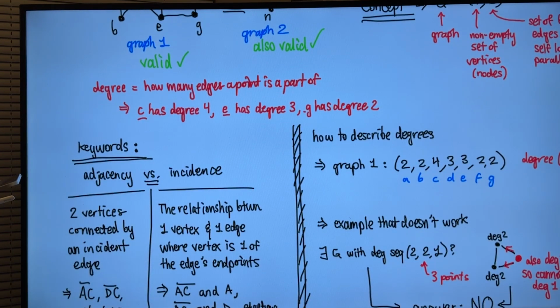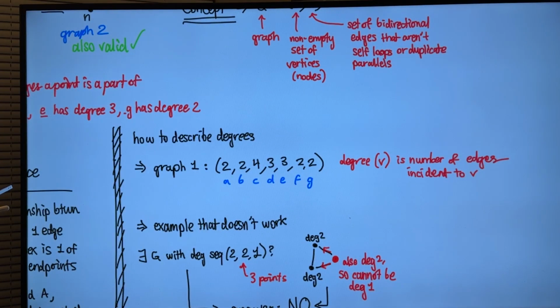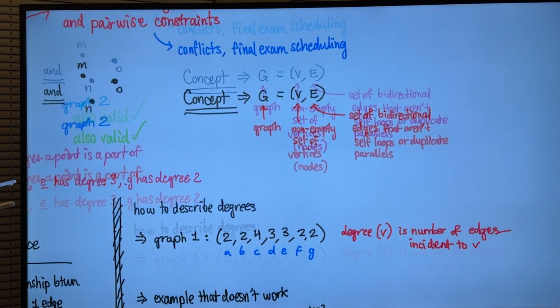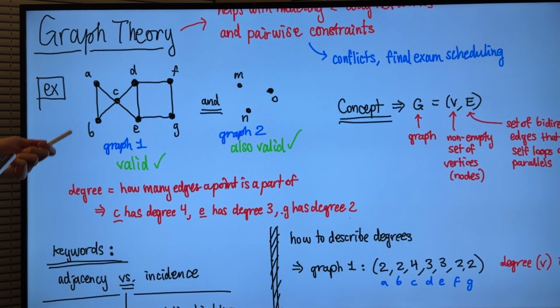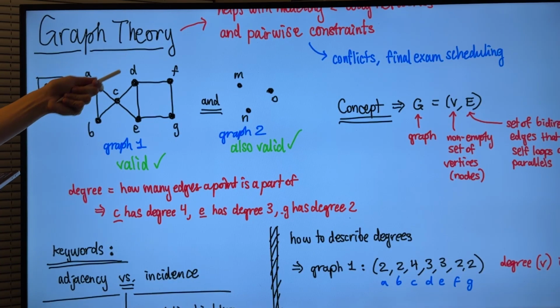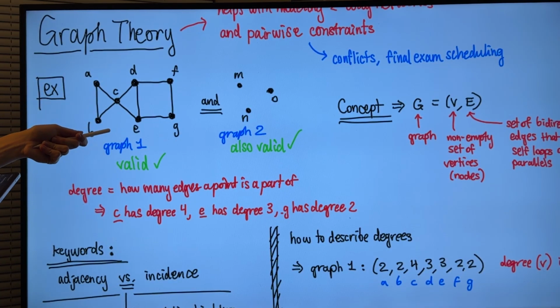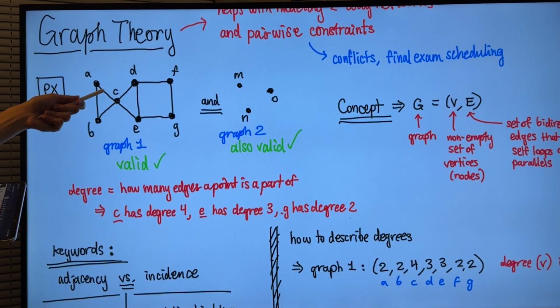Okay, so how do we describe degrees? Well, we already talked about how degree relates to essentially how many lines you see coming out of that one point. How many edges are coming out of that one vertex we're focusing on.